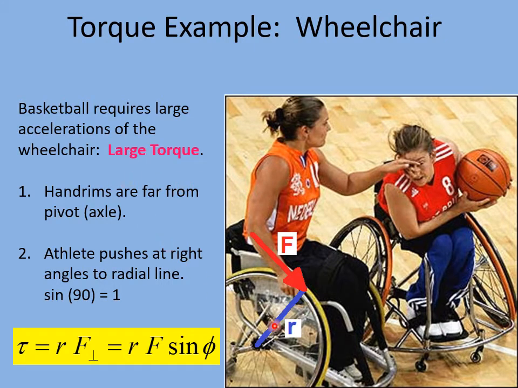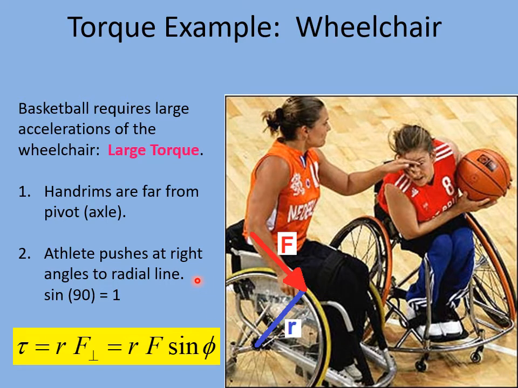So the two things that are done here in wheelchair design are the hand rims are far from the pivot or the axle. So notice, here's the axle of rotation, and notice where the hand rim is out here. It's right at the outer edge of the wheel. So this is maximizing the radius here, R. We want that to be as large as possible.